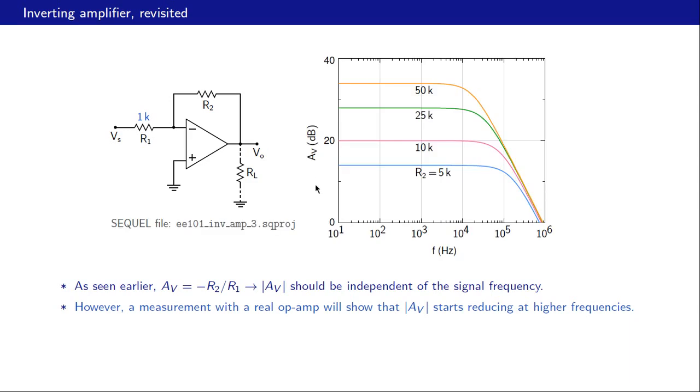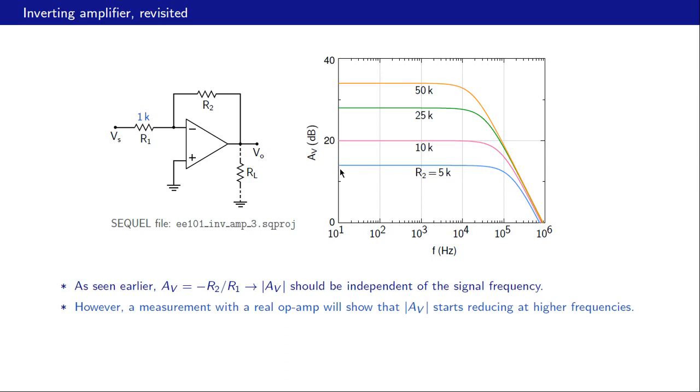Here is a plot of the gain in dB versus frequency in hertz, where the frequency is plotted on a log scale, and we consider various values of R2, 5K, 10K, 25K and 50K. Let us look at the R2 equal to 5K curve. What is the gain for this R2? It's R2 by R1, so 5K by 1K or 5. We have to convert that to dB, of course, and that gives us this value here.